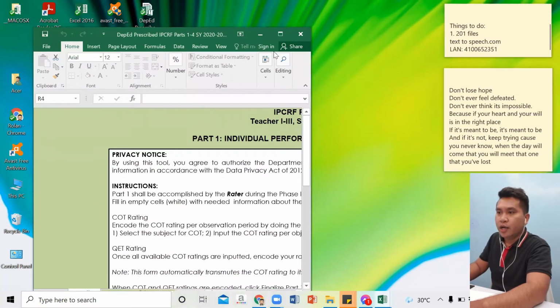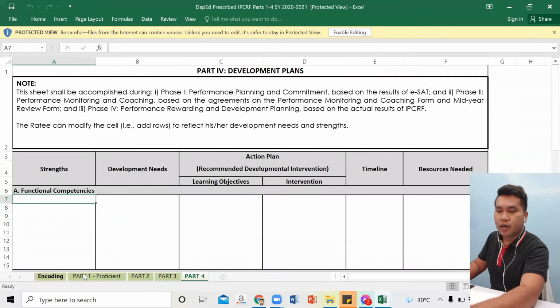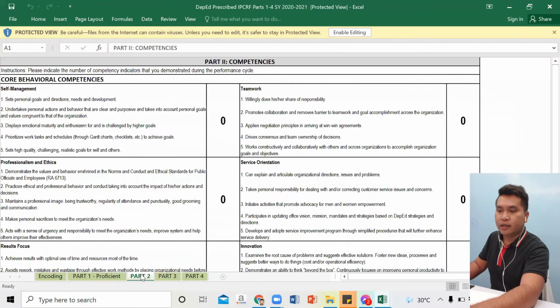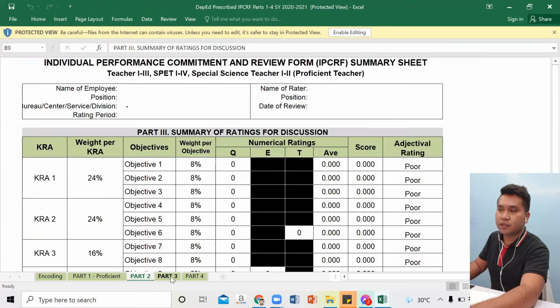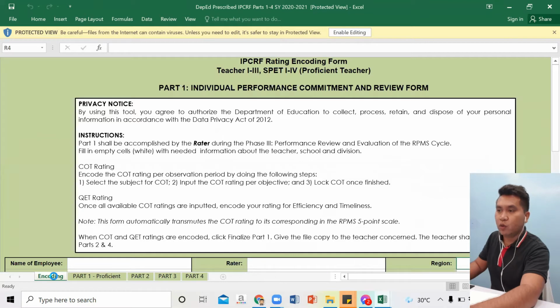The DepEd prescribed IPCRF has four parts: Part 1, 2, 3, and 4. Part 1 is the IPCR review form. Part 2 is the competencies. Part 3 is the IPCRF summary sheets. And Part 4 is your development plan. So going back to the encoding part.